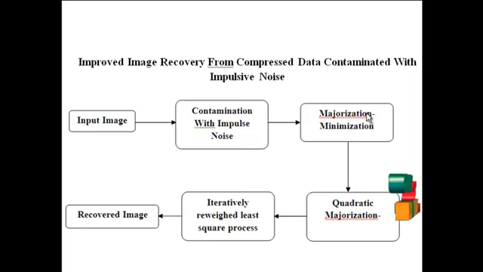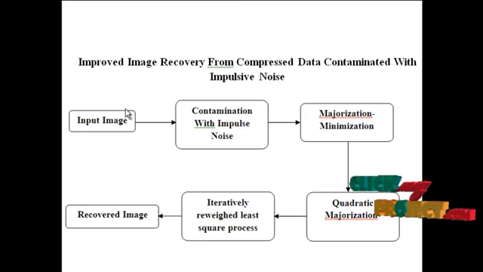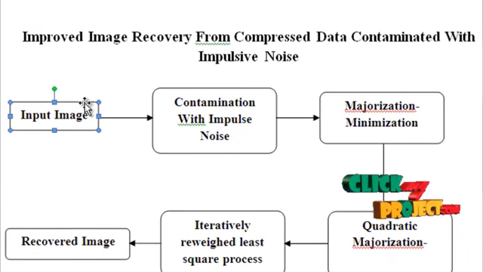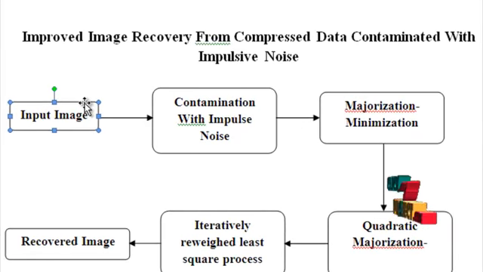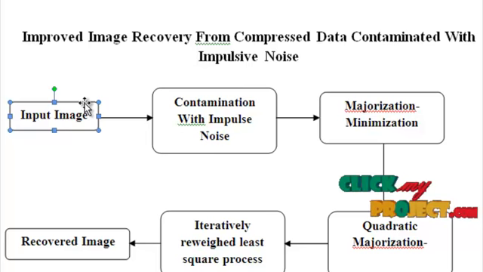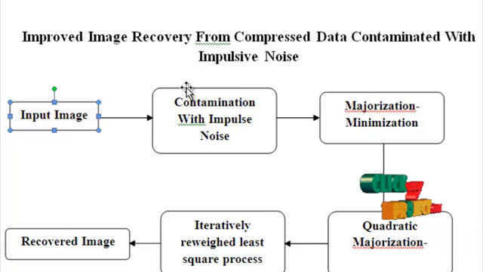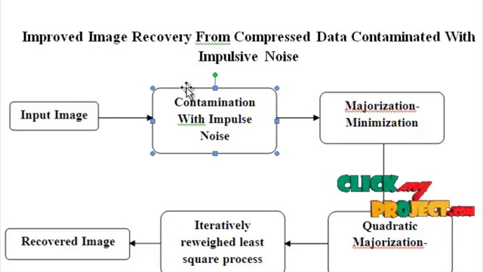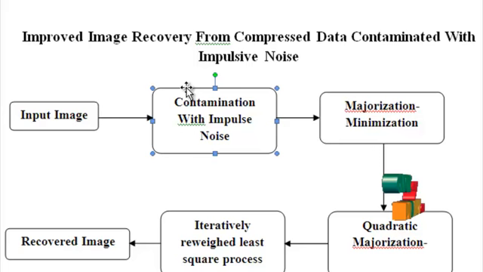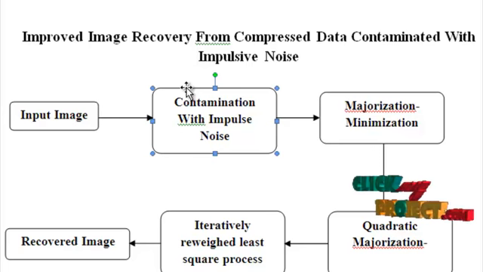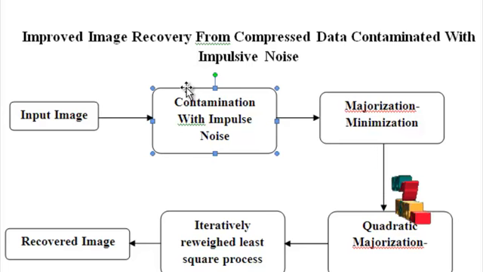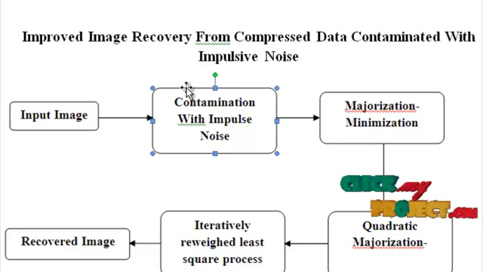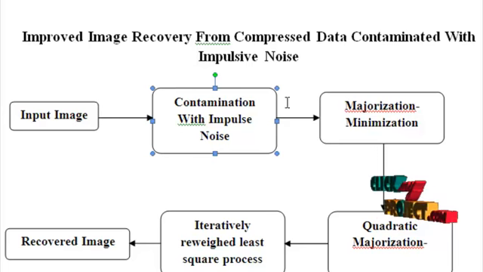Now let's see the explanation for the data flow diagram. The first block is the input image. Here we are going to consider MRI scan brain images, so the user has to select any one of the images from the folder. Next is contamination with impulse noise. We have to add noise to the given input image, and the impulse noise is random in nature, that means the distribution of noise is random. Here we are giving the option to the user to change the noise density for taking various experimental results.